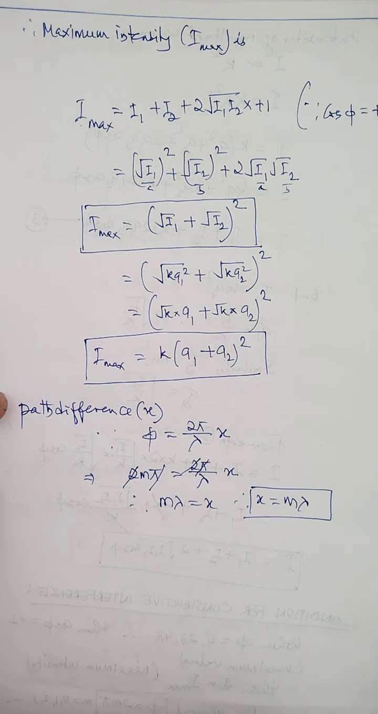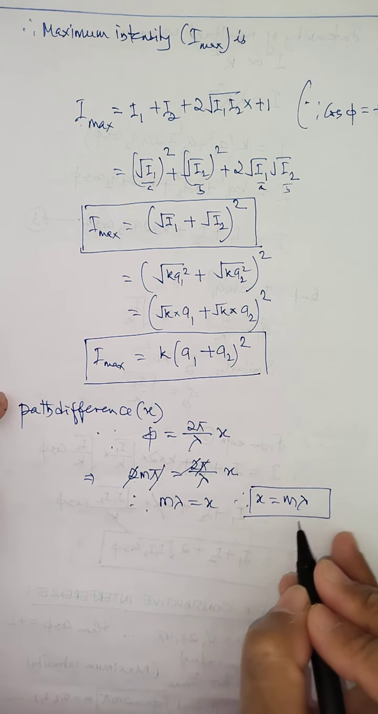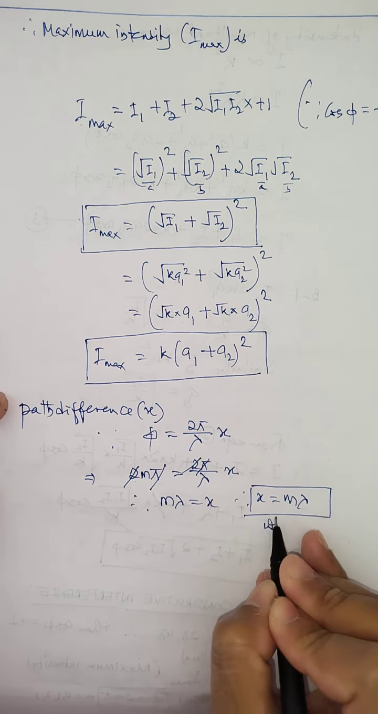X equals m lambda is the path difference. Means when your path difference is m lambda, where m starts from 0, 1, 2, 3 and so on, then we always get the intensity what? Maximum. And the same maximum intensity is given by k a1 plus a2 whole square. So look at the expression, children. We get constructive interference, or intensity becomes maximum, when path difference is m lambda and phase difference is what? 2m pi. This is for constructive interference.